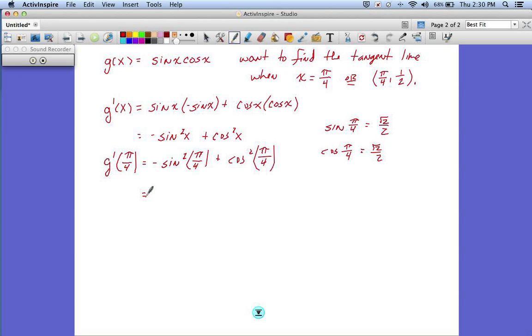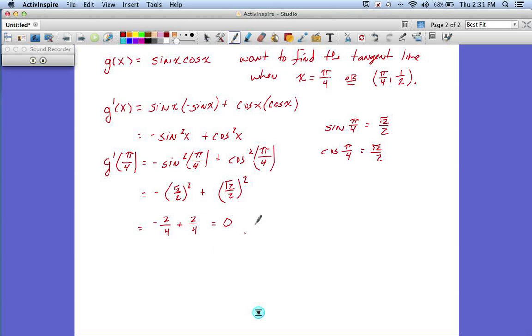So g prime of pi over 4, again, notice notation. This is g of x. Now I've begun my derivative. I'm still in my derivative. Now I'm evaluating my derivative. So if sine of pi over 4 is root 2 over 2, this is going to be negative root 2 over 2 squared plus root 2 over 2 squared. So I end up with negative, what do we have there, 2/4, and positive 2/4. That looks like a 0.